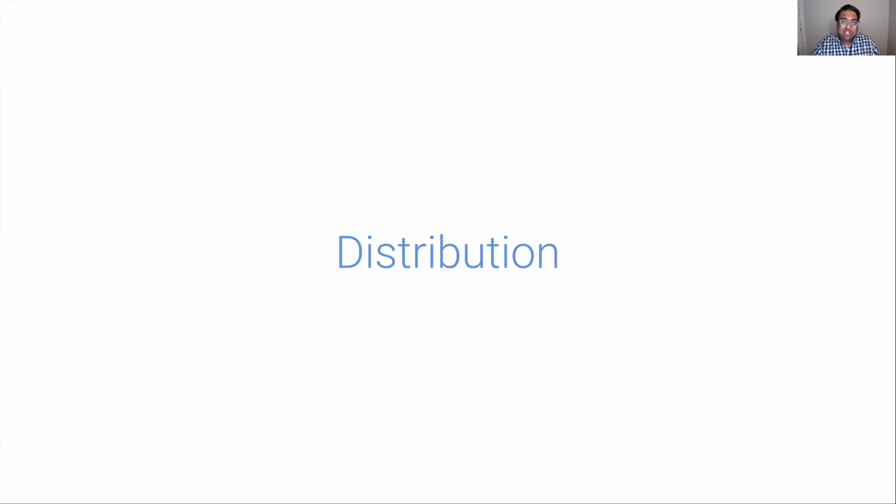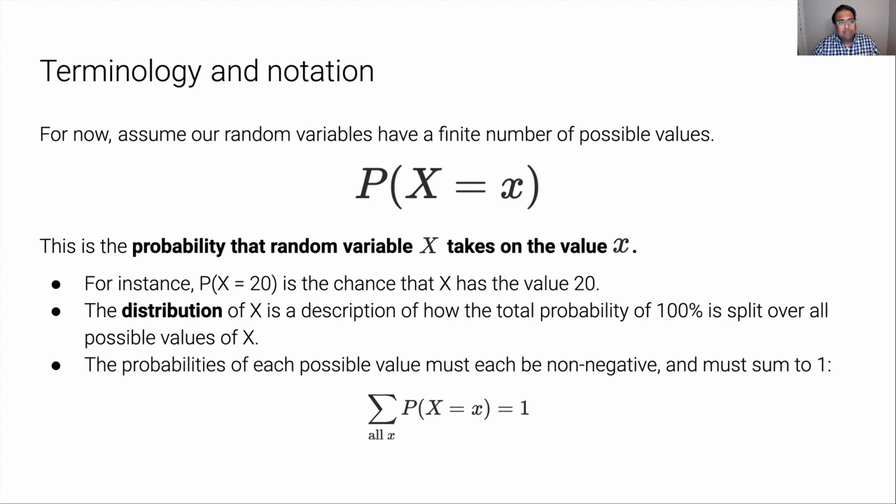Let's talk about the distribution of a random variable. For now, we'll assume that our random variables can only take on a finite number of possible values. This piece of notation here has a very specific meaning. This is the probability that random variable capital X is equal to the value lowercase x.